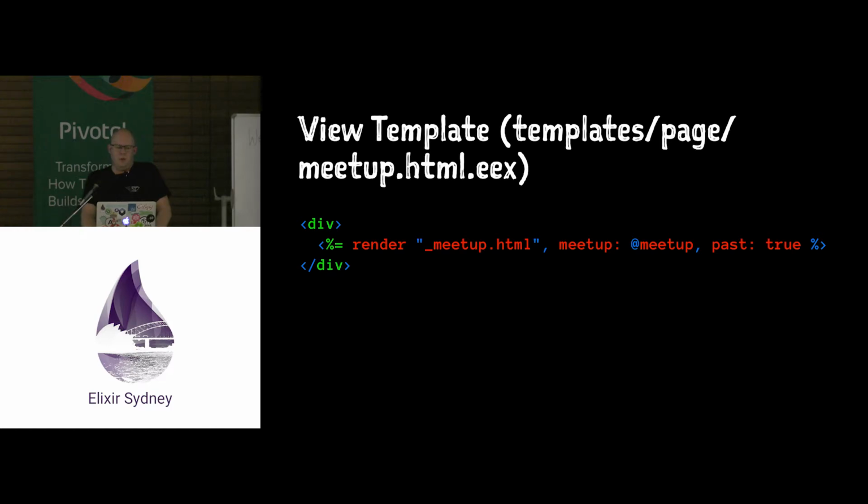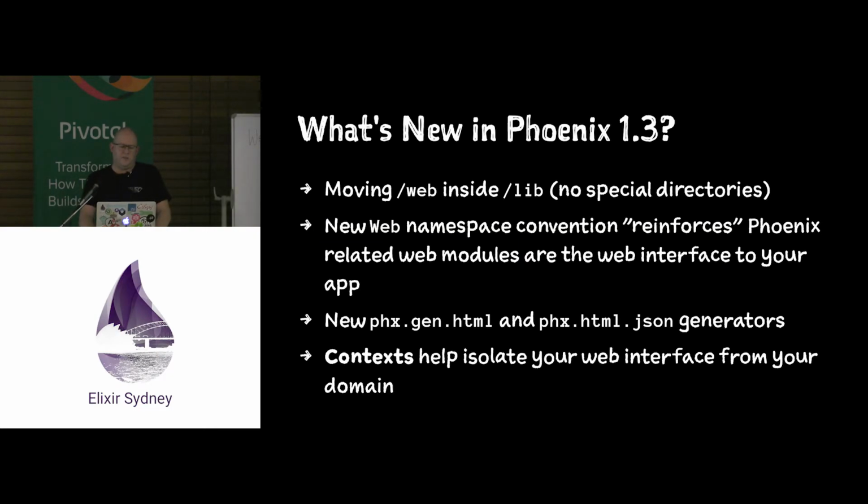Yep. So views are also where you'd put your helpers and so forth. And they sort of take on a different role if you are doing API kind of stuff. I'm not going to cover that, but that gives you the basics if you haven't seen Phoenix before. So here's what I was really aiming to talk about, which is what's new in Phoenix 1.3. And it sounds like a lot of stuff, but it's really not that much.